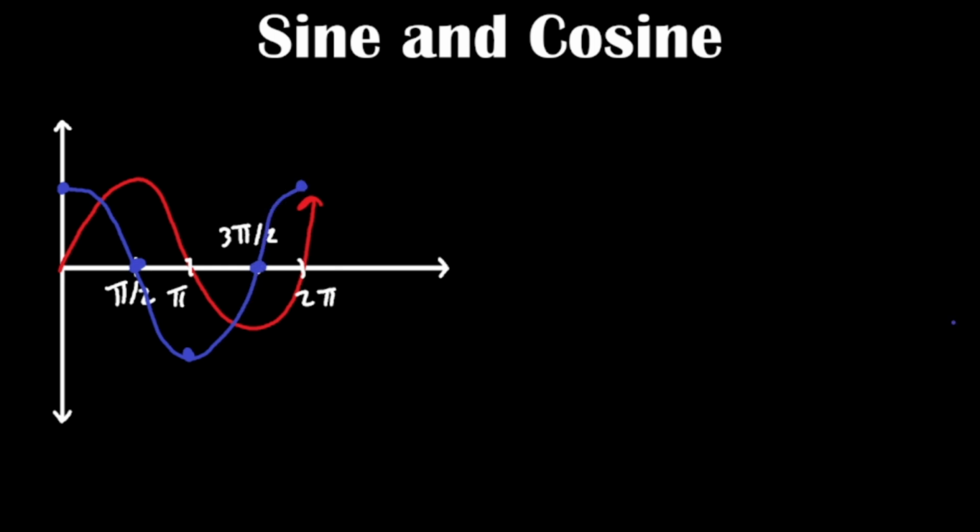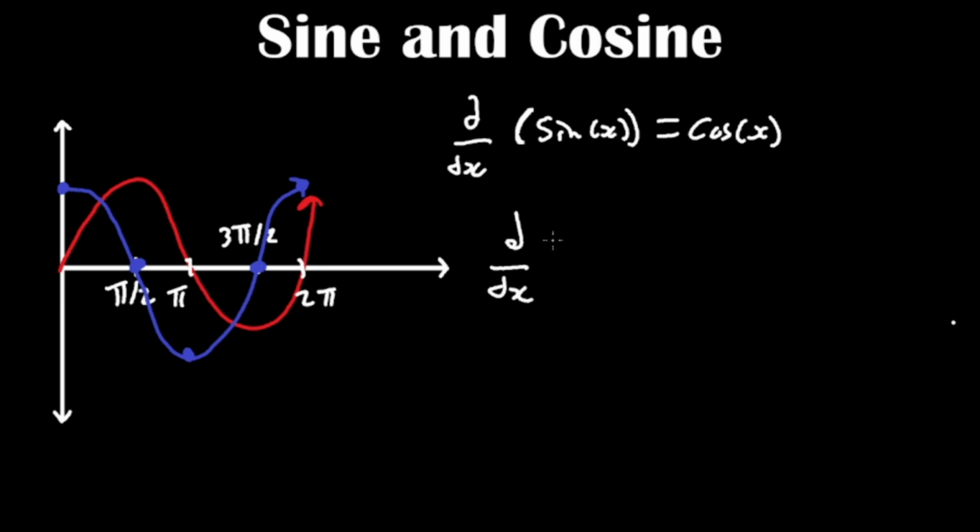Now, to me at least, that looks an awful lot like cosine. And that's because the derivative of sine of x is cosine of x. And somewhat similarly, you could do a similar process with cosine. You can get some intuition that the derivative of cosine of x is minus sine of x.